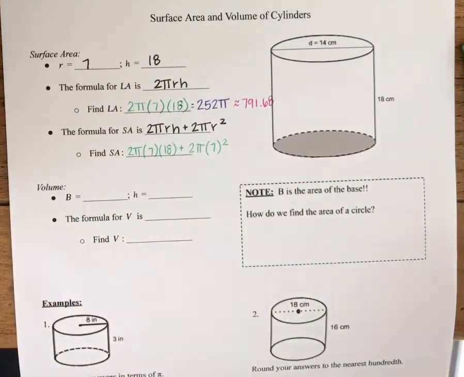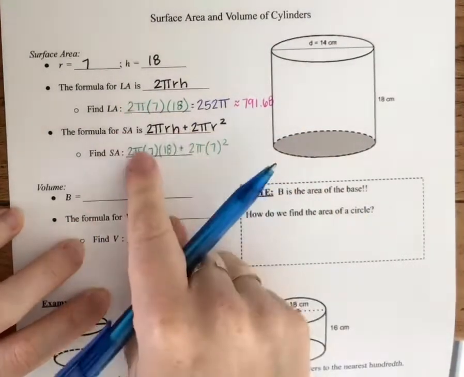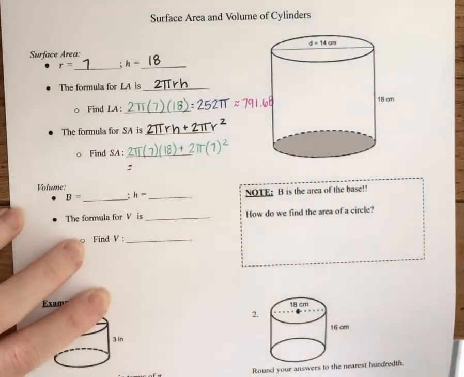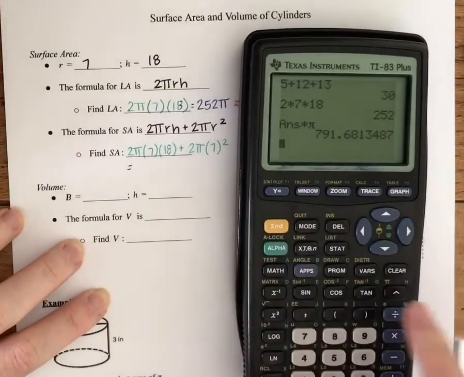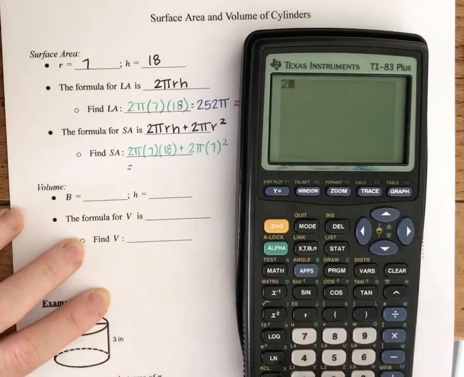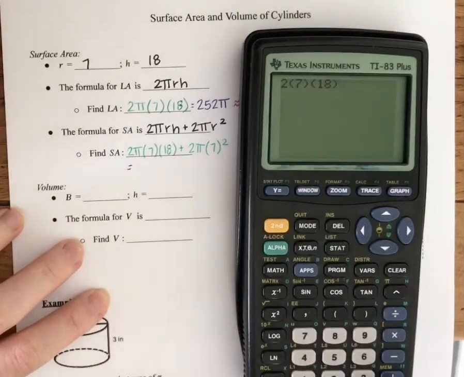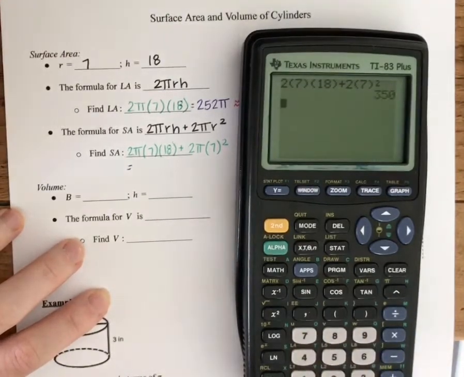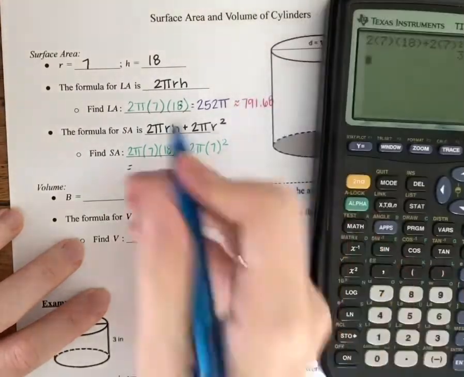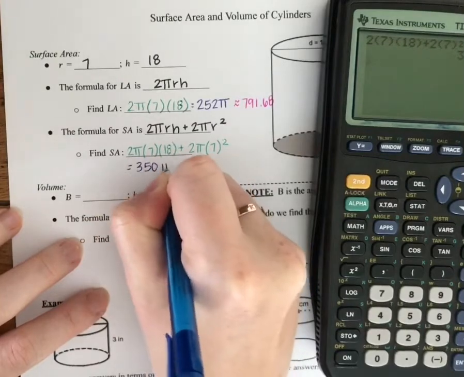Again, if you need to give your answer in terms of pi, ignore the pi, plug everything else in, and I'm actually gonna show you how I would do that for this one. So we would have 2, ignore the pi, times 7 times 18 plus 2, ignore the pi, times 7 squared. And that's going to give me 350. So my answer would be 350 pi.